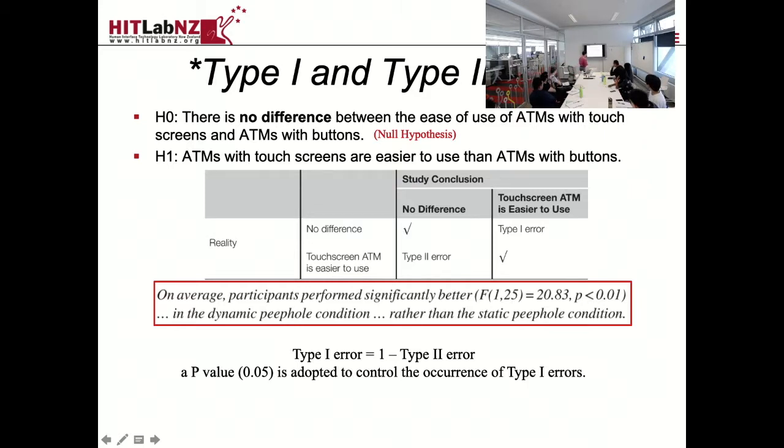Then we may assume that if this hypothesis is supported, what will be the bank's action? They may want to change all their ATMs to the touch screen. And if there is no difference, they will just remain as they are, right? But if we find this one is true, then what will they do? They will change their traditional ATMs to the new ones, right?